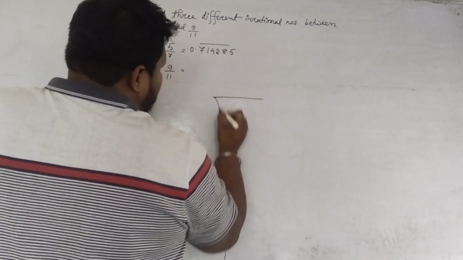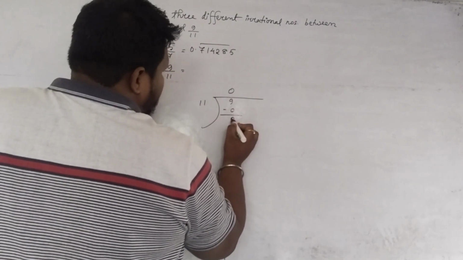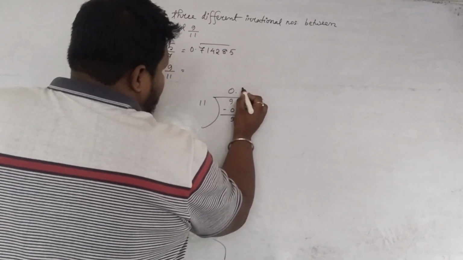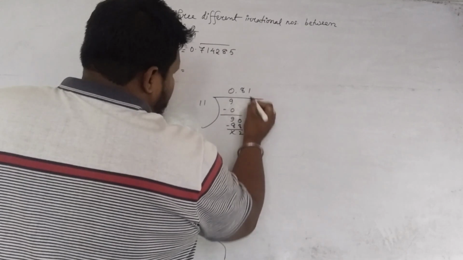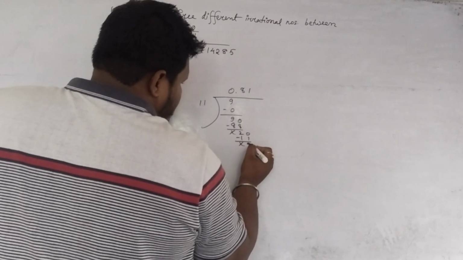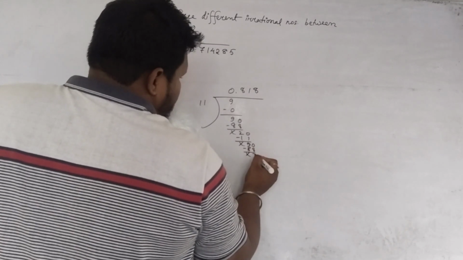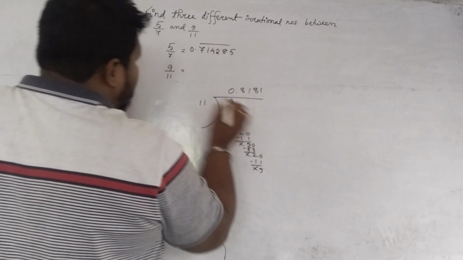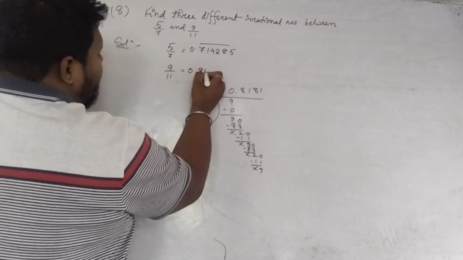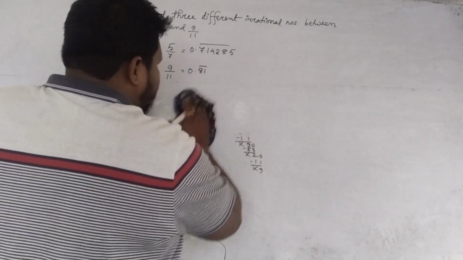So let us divide. 11 zeros are 0, since 9 is smaller, 0.90, 11 8s are 88, 2, 11 1s are 11, again 9 came, 0, 11 8s are 88, 20, 11 1s are 11. So it is going on like that. So you see 81 is repeating, so on above 81 you put a bar.